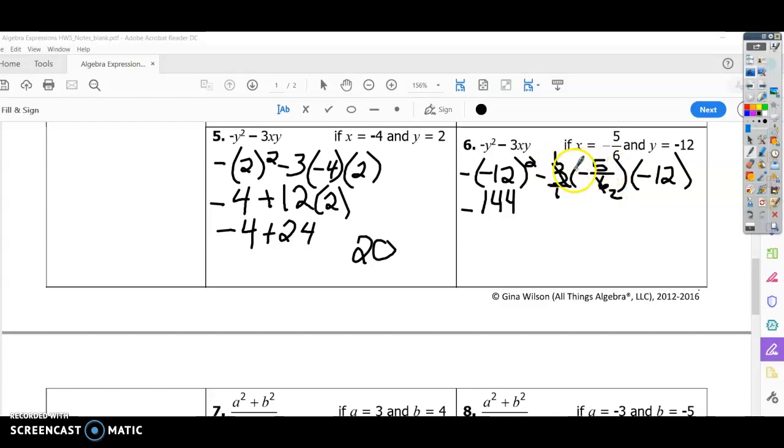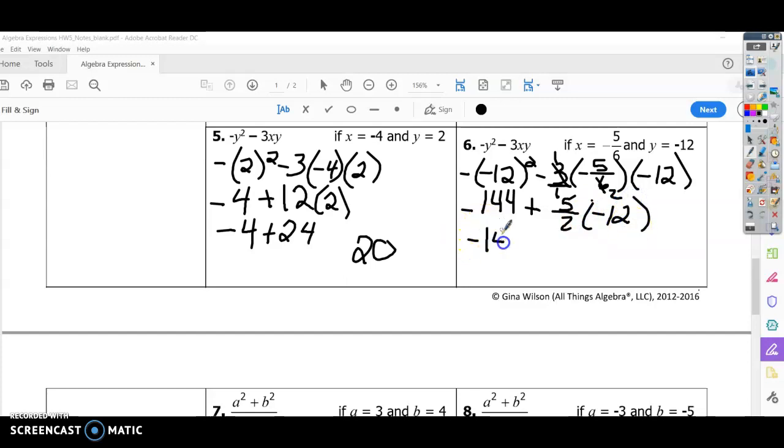Now, fractions, you multiply across the top. Remember, when you multiply a negative times a negative, it becomes a positive. And then 1 times 5 is 5 over 2. So I'll bring down 5 halves. And then I still have to bring down my negative 12.